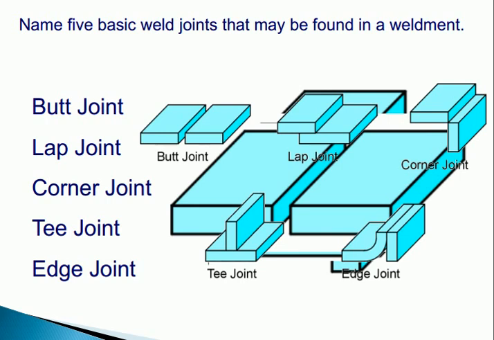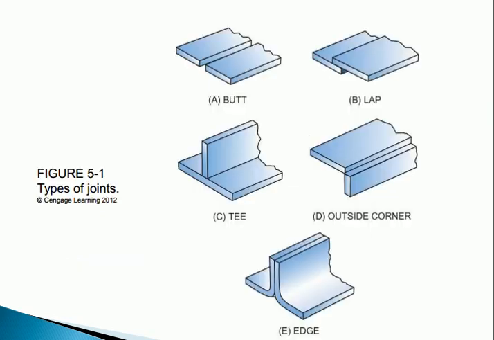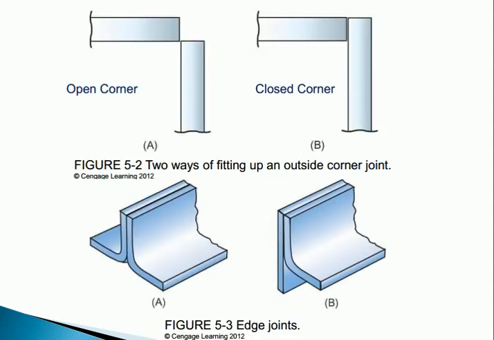Welding joint design and welding symbols. Chapter 5. Figure 5:1, types of joints. Figure 5:2, two ways of fitting up an outside corner joint. Figure 5:3, edge joints. Open corner, closed corner.